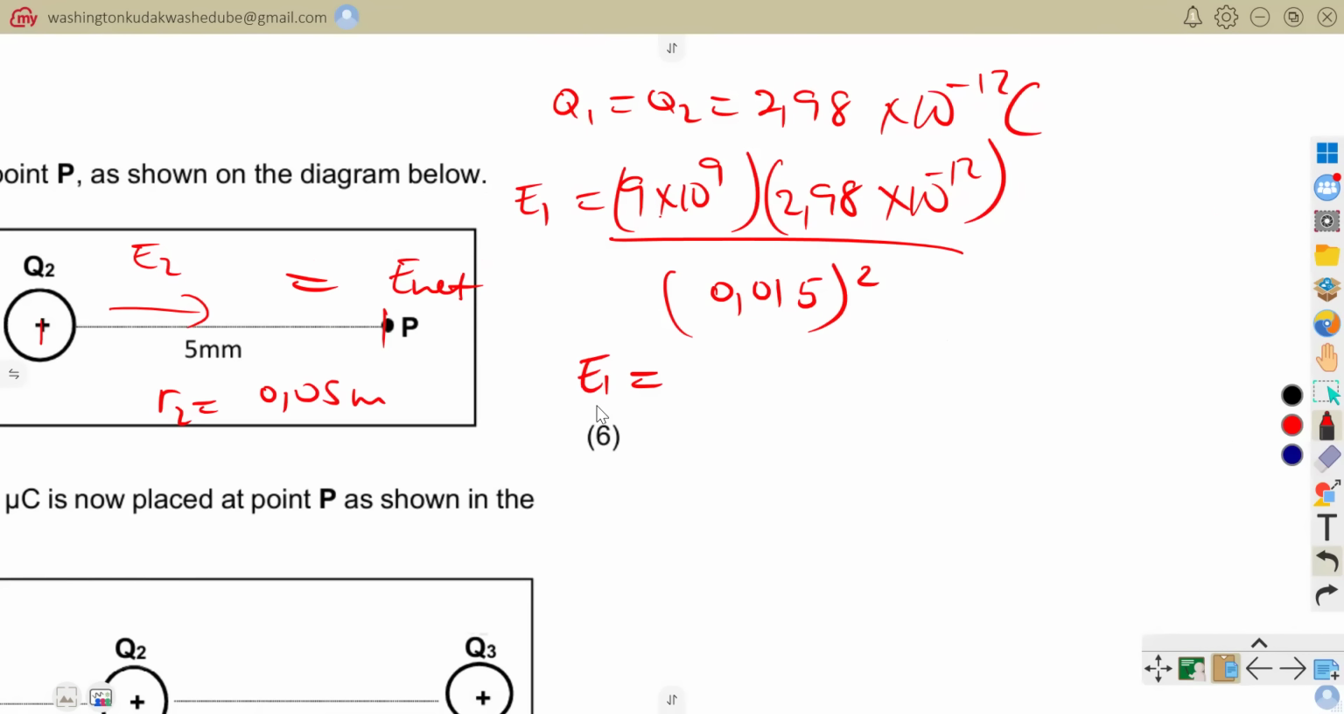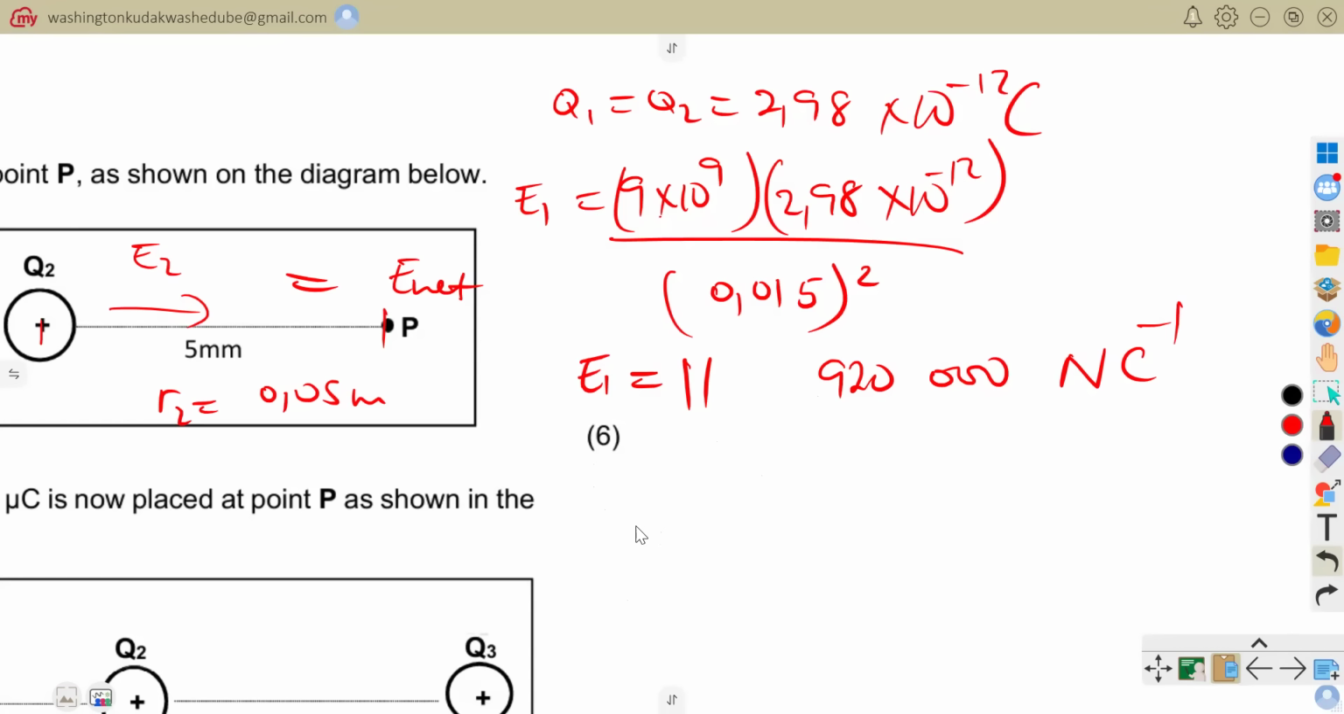Now, I would go to my calculator and say 9 times 10 to the power 9 times 2.98 times 10 to the power negative 7 divided by 0.015 squared. I should get a value of 11,920,000. And I would be having what? Newton per coulomb, because this is force per unit charge.